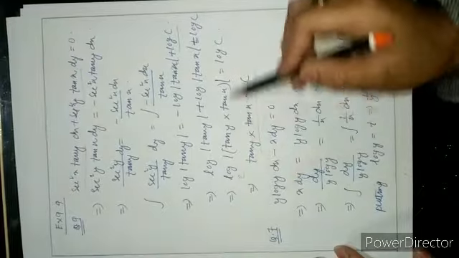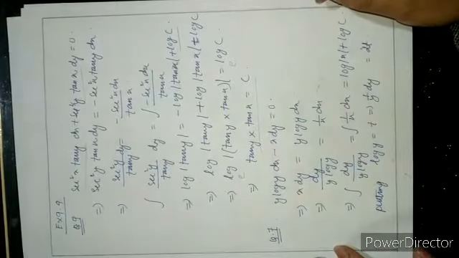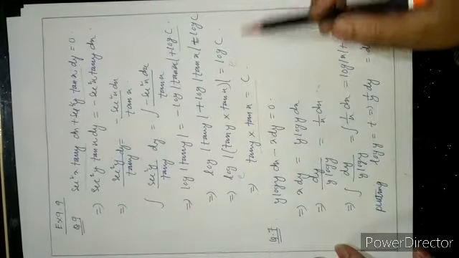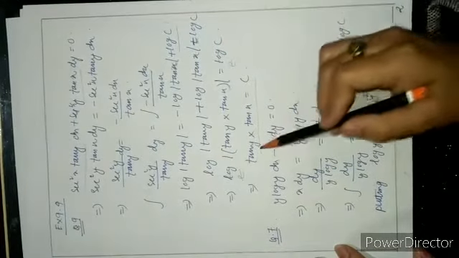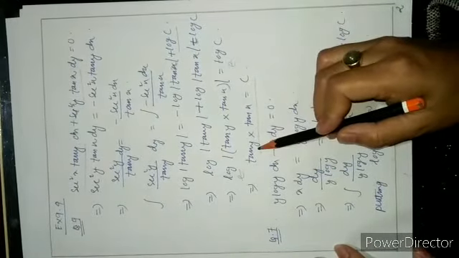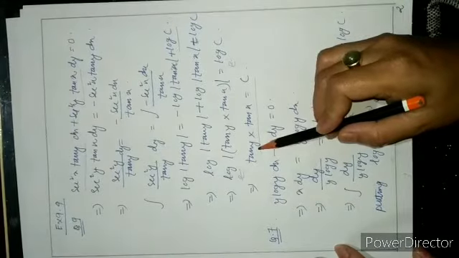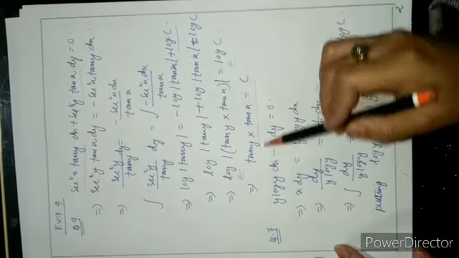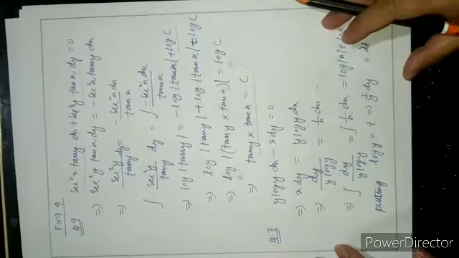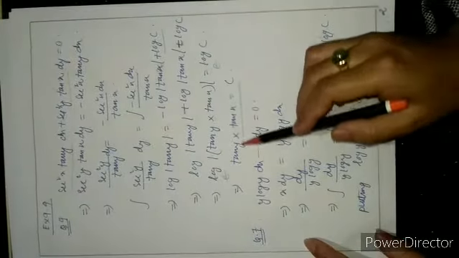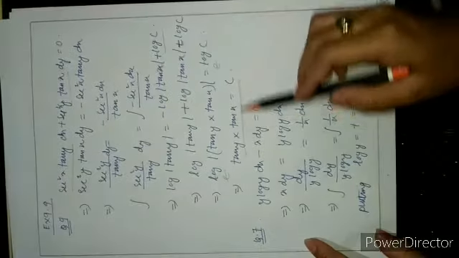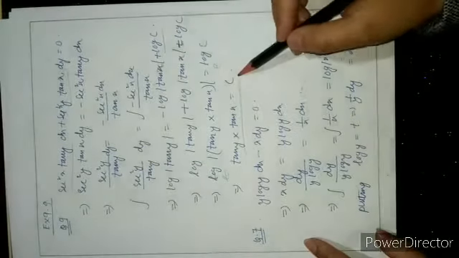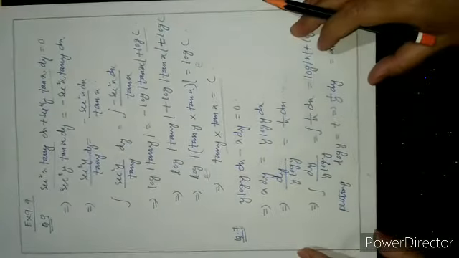Giving exponent power on both sides of the equation and cancelling e and log, we get tan y into tan x is equal to c, which is the general solution of the first order first degree differential equation.